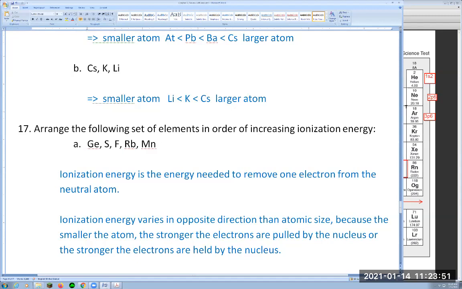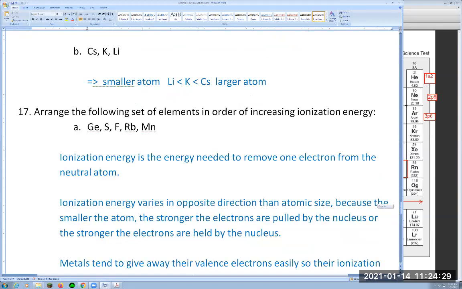So a smaller atom will have the electrons closer to the nucleus, and the nucleus will have a stronger force of attraction towards the negative electrons, right? So it's due to the positive and negative attraction between the protons and the electrons. So it is harder to remove an electron from a small atom because it's held more strongly by the nucleus. So smaller atoms will have large ionization energy, and large atoms will have smaller ionization energy.